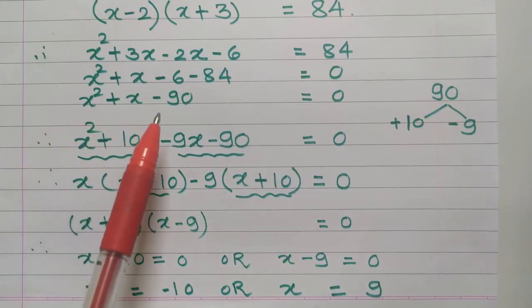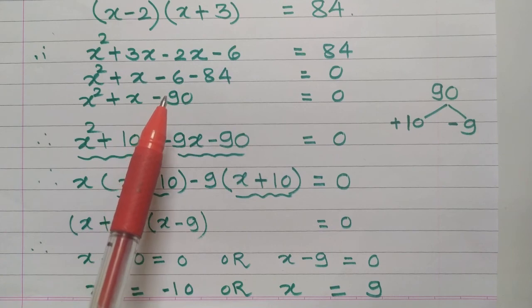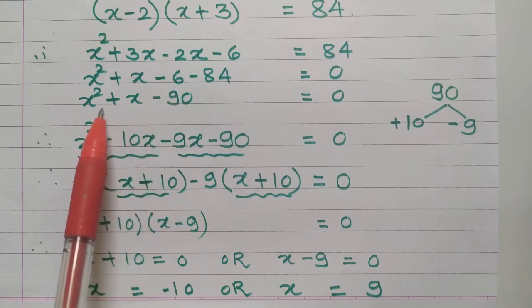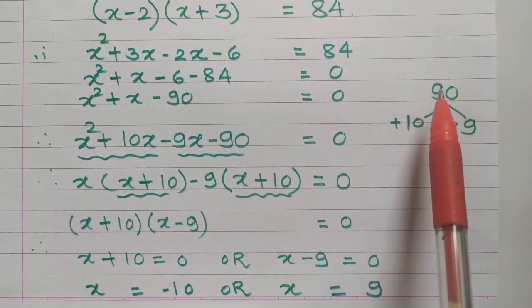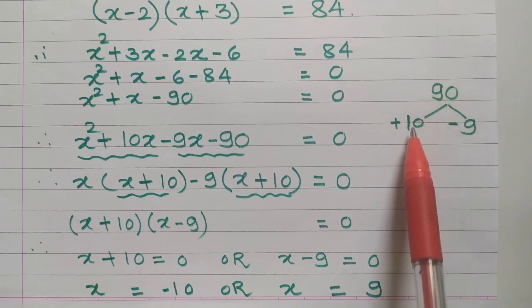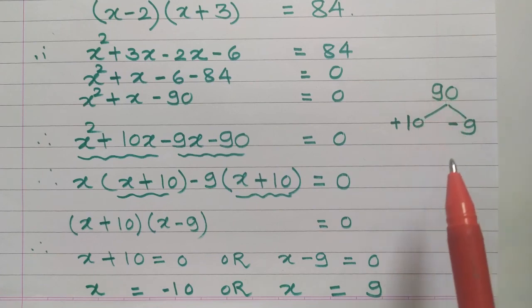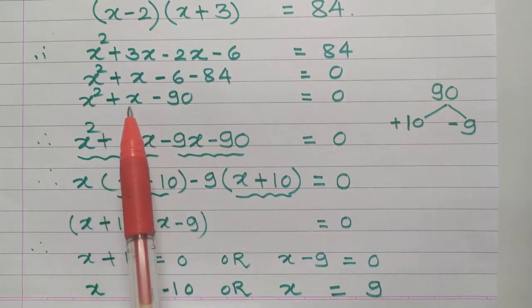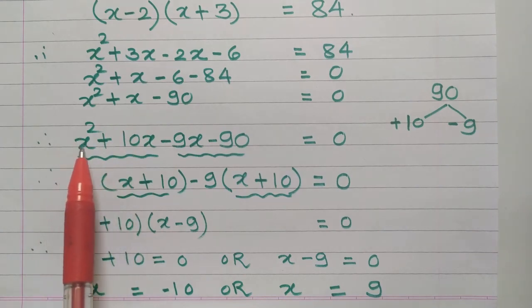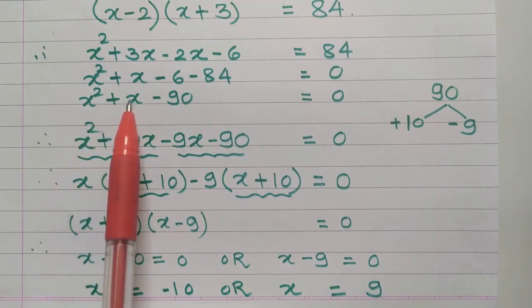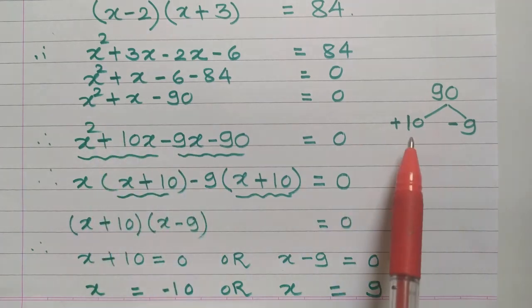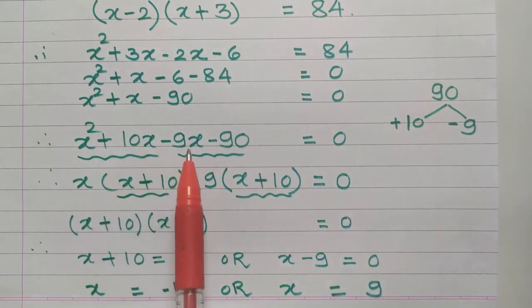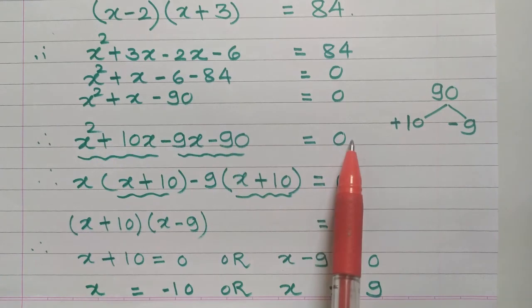So we will factorize 90 so as to get subtraction as 1. So here are the possible factors of 90. 10 nines are 90 and 10 minus 9 will give us 1, the middle term. So it will be x square. Now this x can be written as 10x minus 9x in this way. So x square plus 10x minus 9x minus 90 is equal to 0.